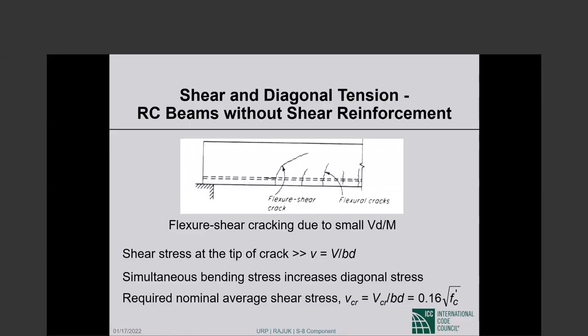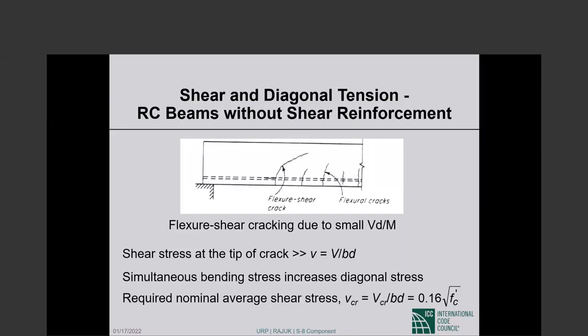Anyhow, the shear stress at the tip of a flexure shear crack, because of the crack, can be quite high. So shear stress at the tip of the crack can be much larger than the shear that we would have had there in the absence of the crack. Simultaneous bending stress increases the diagonal tension. At the tip of the flexural crack, we not only have shear but also normal stresses, and the two together give us diagonal tension stresses that are significantly higher than V over bd.